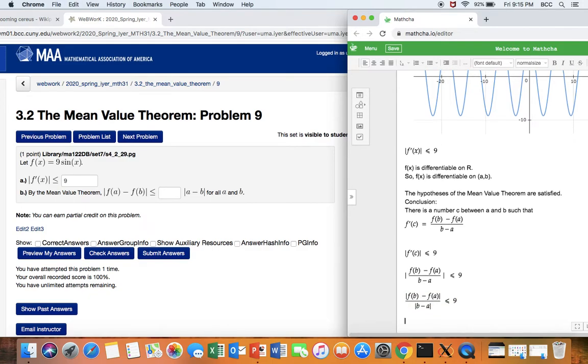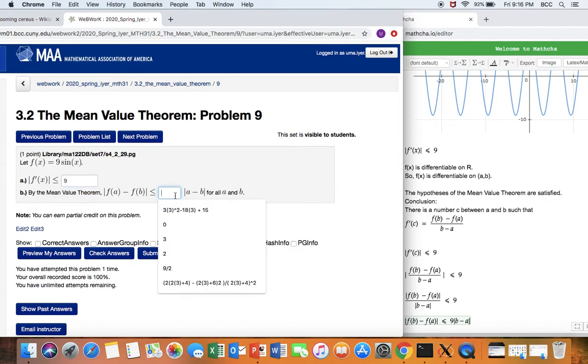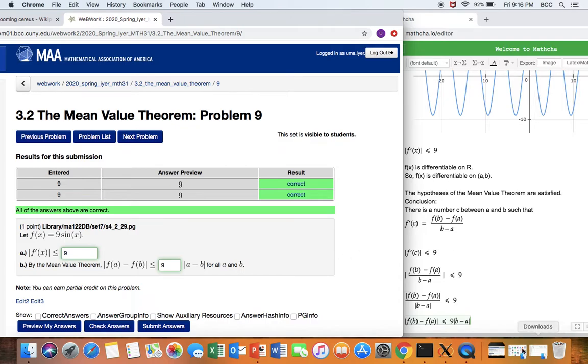Continuing, what do I get? Look, I can multiply by the denominator on the right hand side. I get the absolute value of f(b) minus f(a) is less than or equal to 9 times the absolute value of b minus a. And that's all they want. The absolute value of f(b) minus f(a) is less than or equal to what times the absolute value of a minus b, which is the same as b minus a? This quantity is 9. All right. Until the next problem then.